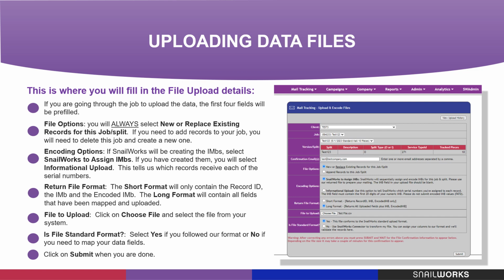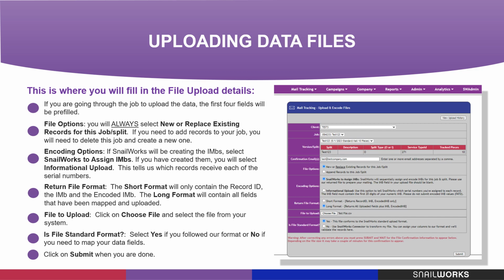If you have created them, you will select Informational Upload. This tells us which records receive each of the serial numbers. Return File Format. The short format will only contain the record ID, the IMB, and the encoded IMB. The long format will contain all fields that have been mapped and uploaded. File to upload.